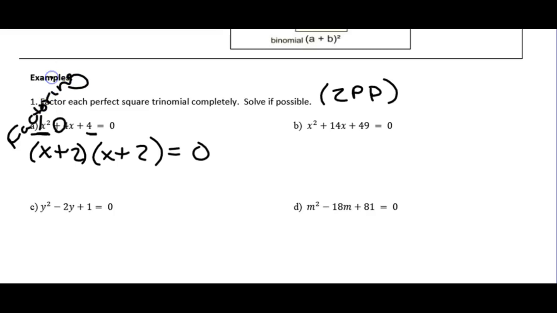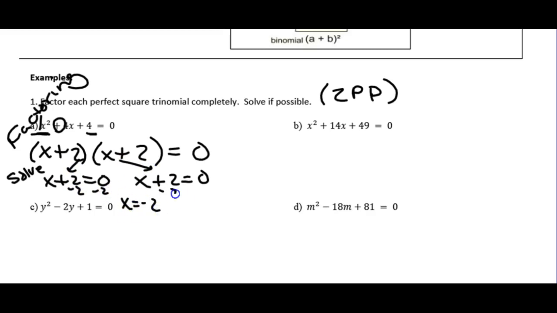But then it also says to solve it. Remember, solving is when we use that zero product property. x plus 2 equals 0, because we're setting each factor equal to 0. And then we solve them. So we get x equals negative 2 and x equals negative 2. Since that's the same number, we only need to write it once. Our solution is negative 2. So that's the solving part.